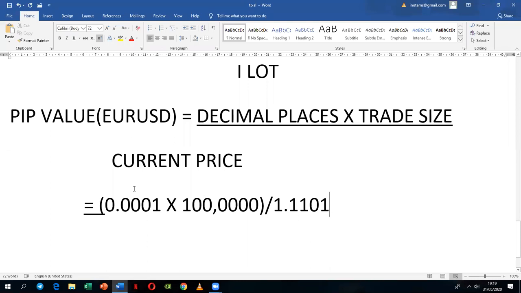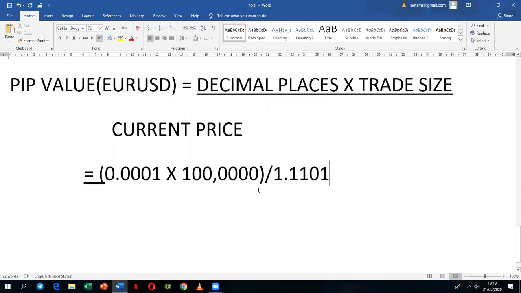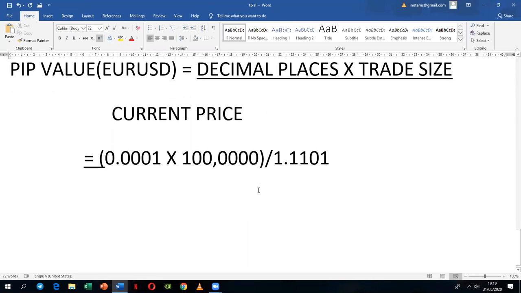So you multiply the decimal places by the trade size or the lot, and then you divide the whole thing by the current market price. This is the pip value of Euro USD. So, did you come with a calculator? Somebody do this and get me the answer. What do you get?